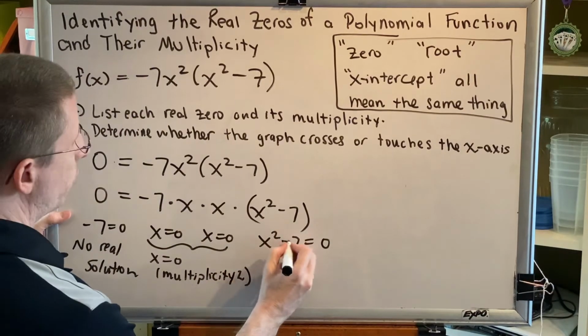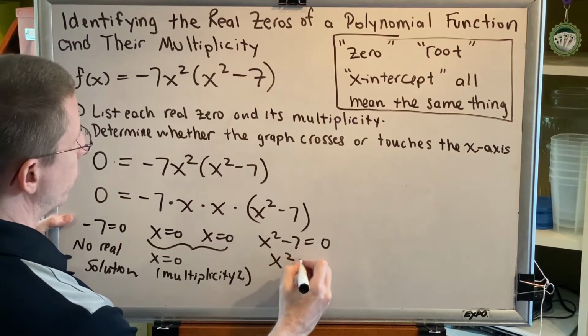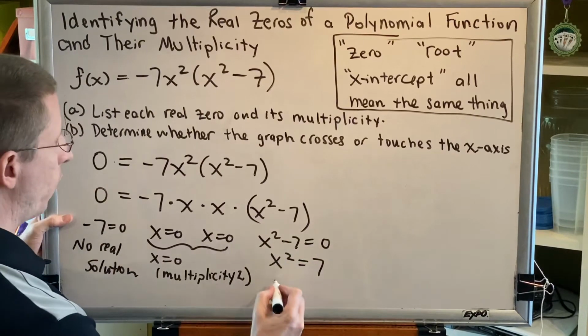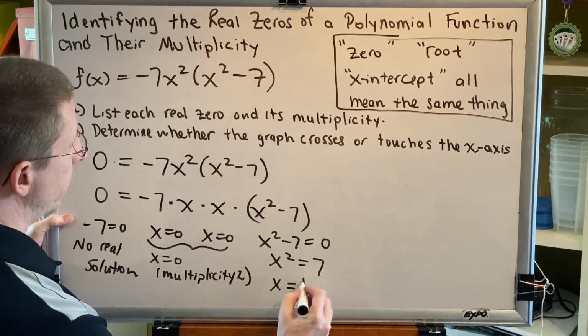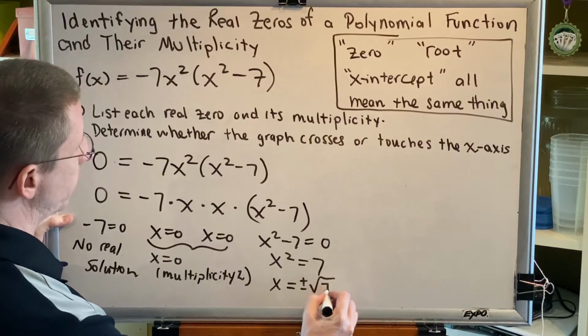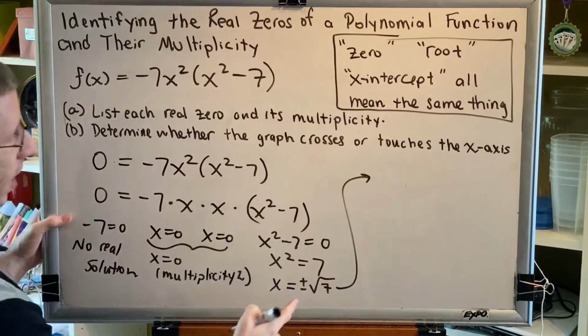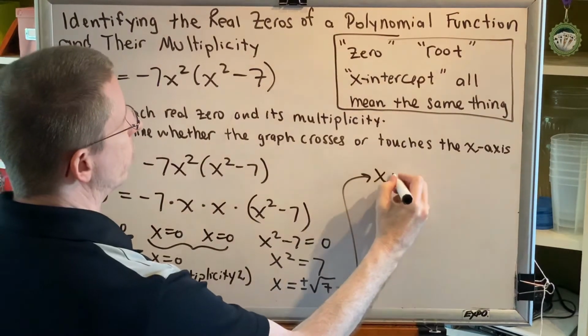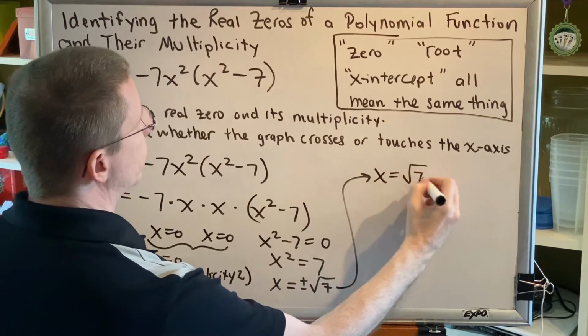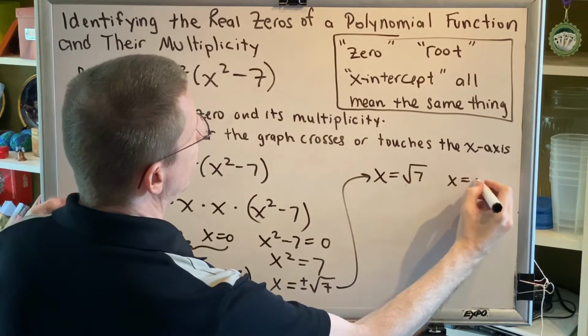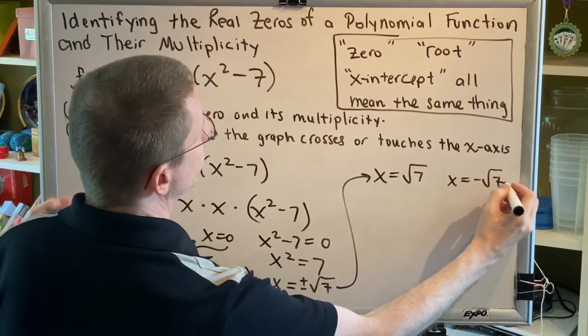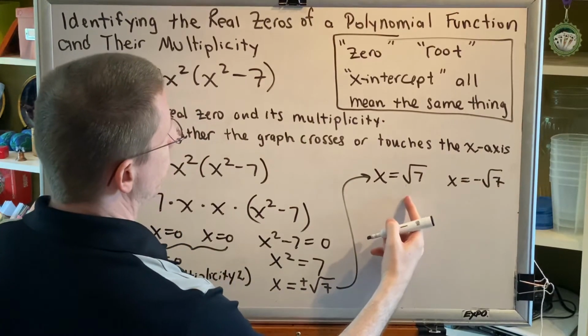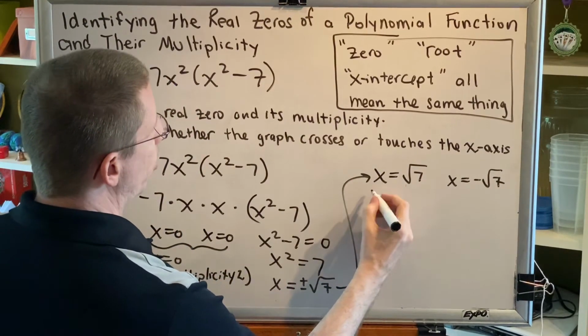And to solve this, we add 7 to both sides, so we get x squared equals 7, and by the square root property, x equals plus or minus the square root of 7. Now, it's very important to understand that this represents two different numbers. The first number is the positive square root of 7, and the second number is the negative square root of 7. Two different answers.